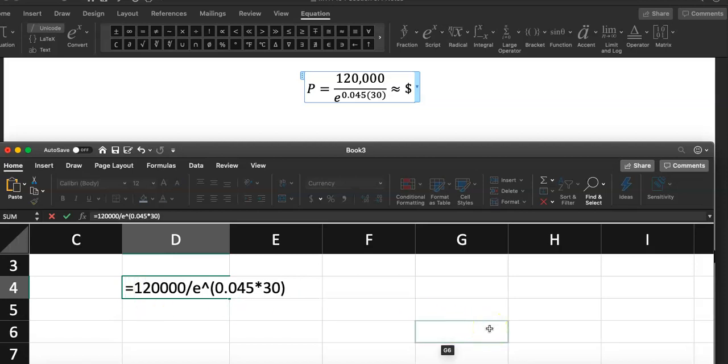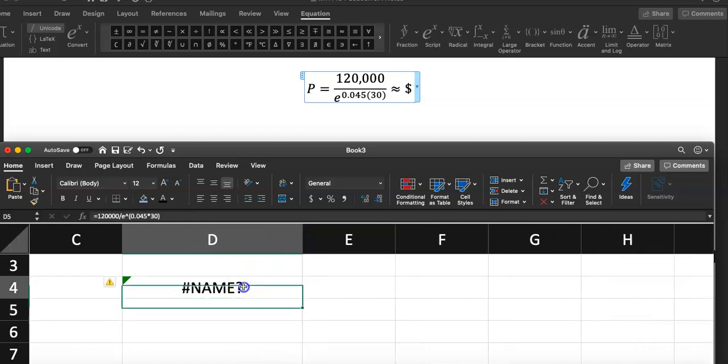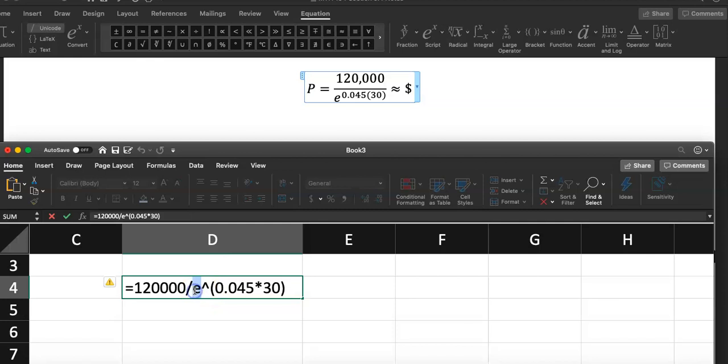Anytime you want Excel to evaluate your calculation, you want to use it as a calculator, you better give it the equal sign before, okay? Okay, let me hit enter. Oh no, why are you saying name? Maybe my cell is not big enough. Maybe it's just not recognizing what e is. That's probably what it is. So Excel doesn't know what my e is. So Excel was not successful evaluating that for me, but that's okay.